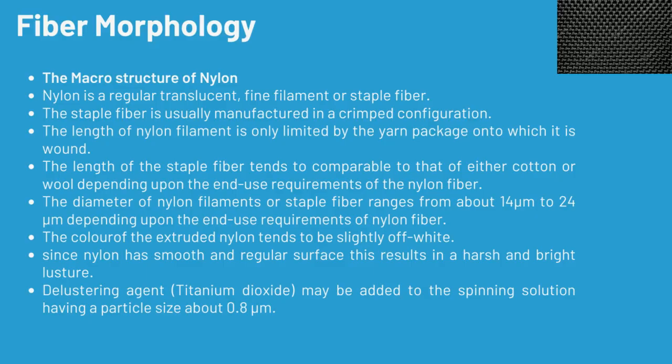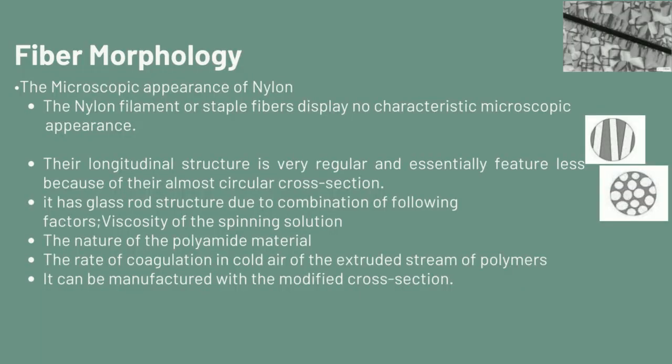The macro structure is the study of the fiber's structure, mainly: 1. fiber length, 2. fiber thickness, 3. fiber length to width ratio, 4. color, 5. translucency, 6. luster. The microscopic structure refers to the longitudinal and cross-sectional structure and appearance of the fiber.